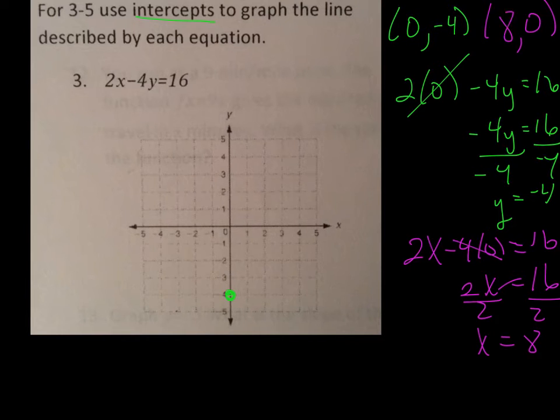So at (8, 0). Now, notice it's not on here, so we're going to have to estimate. So it's 5, 6, 7, 8, so about right here is where 8 would be. Let's go ahead and connect that. And we'll just make a little makeshift line here. All right, and there's our equation. So we've graphed the line using our intercepts.